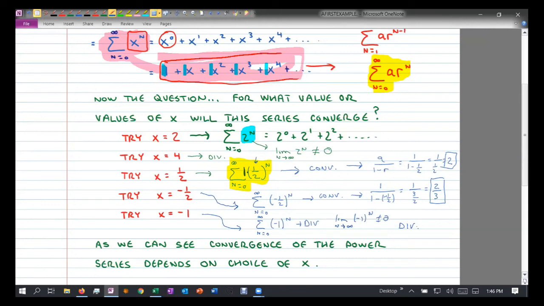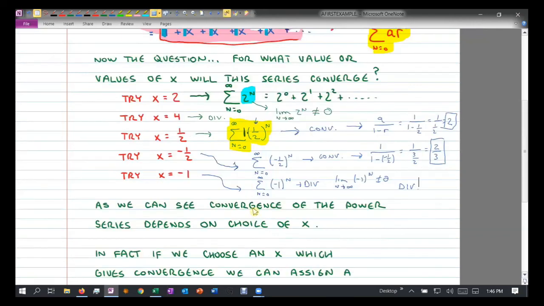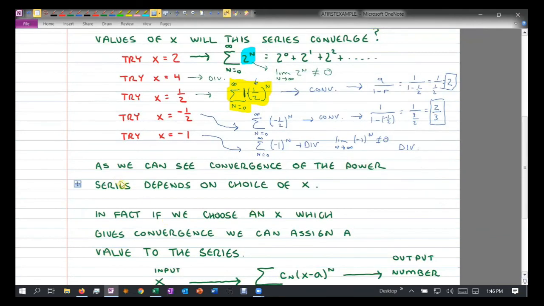Okay. Now, we've reached a profound moment. As we can see, convergence of the power series depends on the choice of x, right? It depends on what we choose.